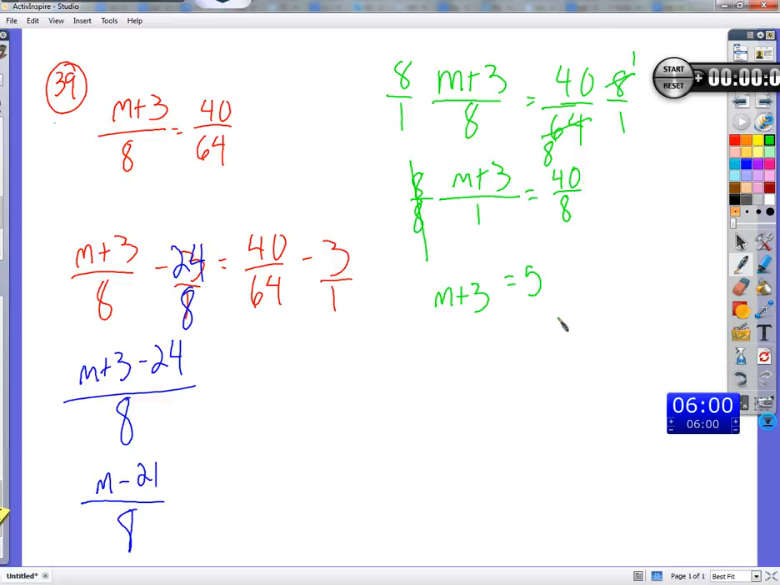Okay. Pretty simple. What now? Jada, I think you were going to move on, right? Subtract 3. Subtract 3. M is 2. So great, it's pretty fast, pretty easy to do that. Cancel out the denominator by multiplying by the denominator. That worked out great. Let's go back over here though.